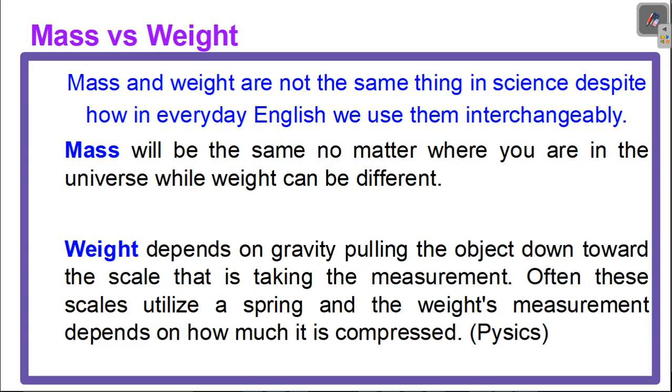So mass is how much matter is there, how much of you is there. It does not change, no matter where you are in the universe. Weight, on the other hand, changes depending on where you are in the universe, because it takes into account your mass, but it also takes into account gravity pulling down on the object that's being measured.